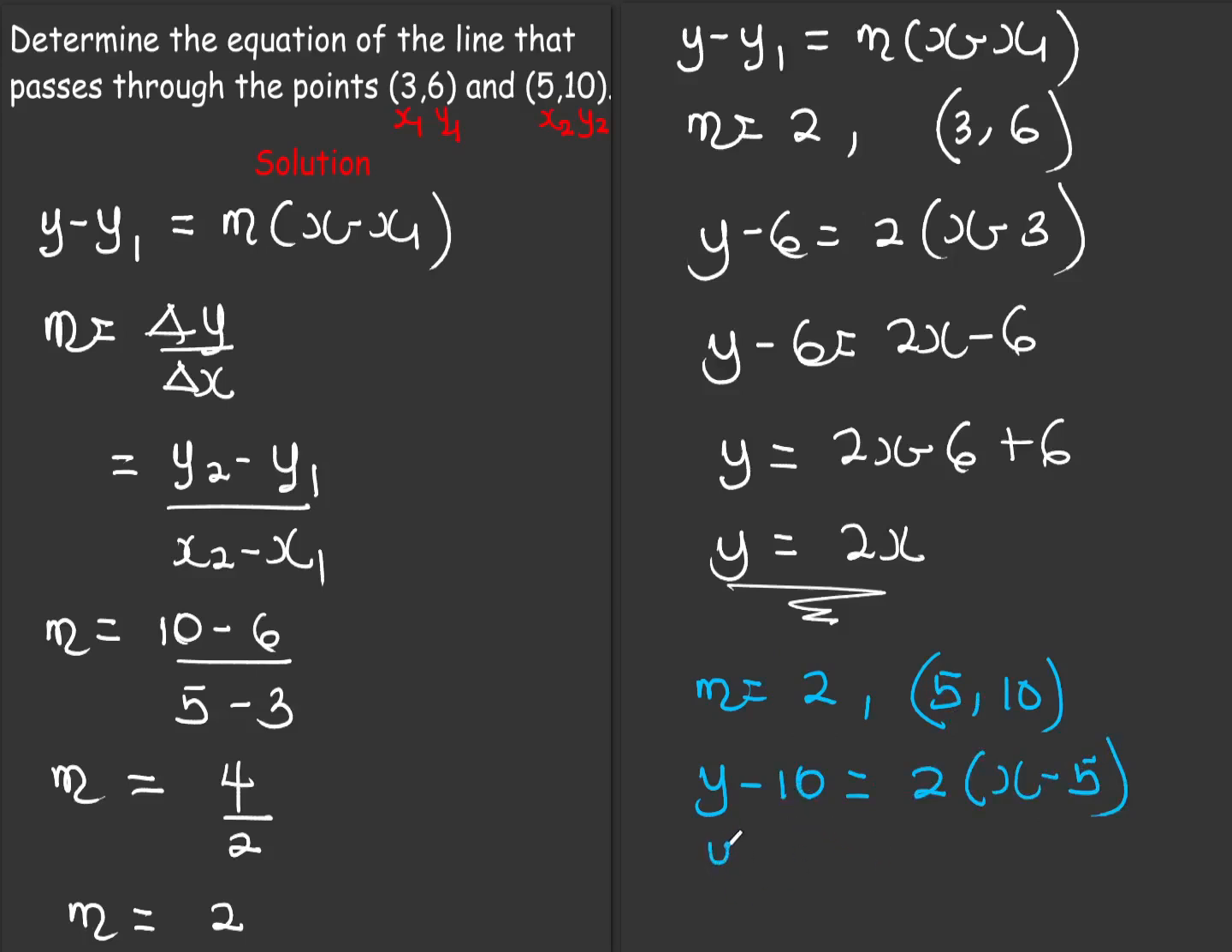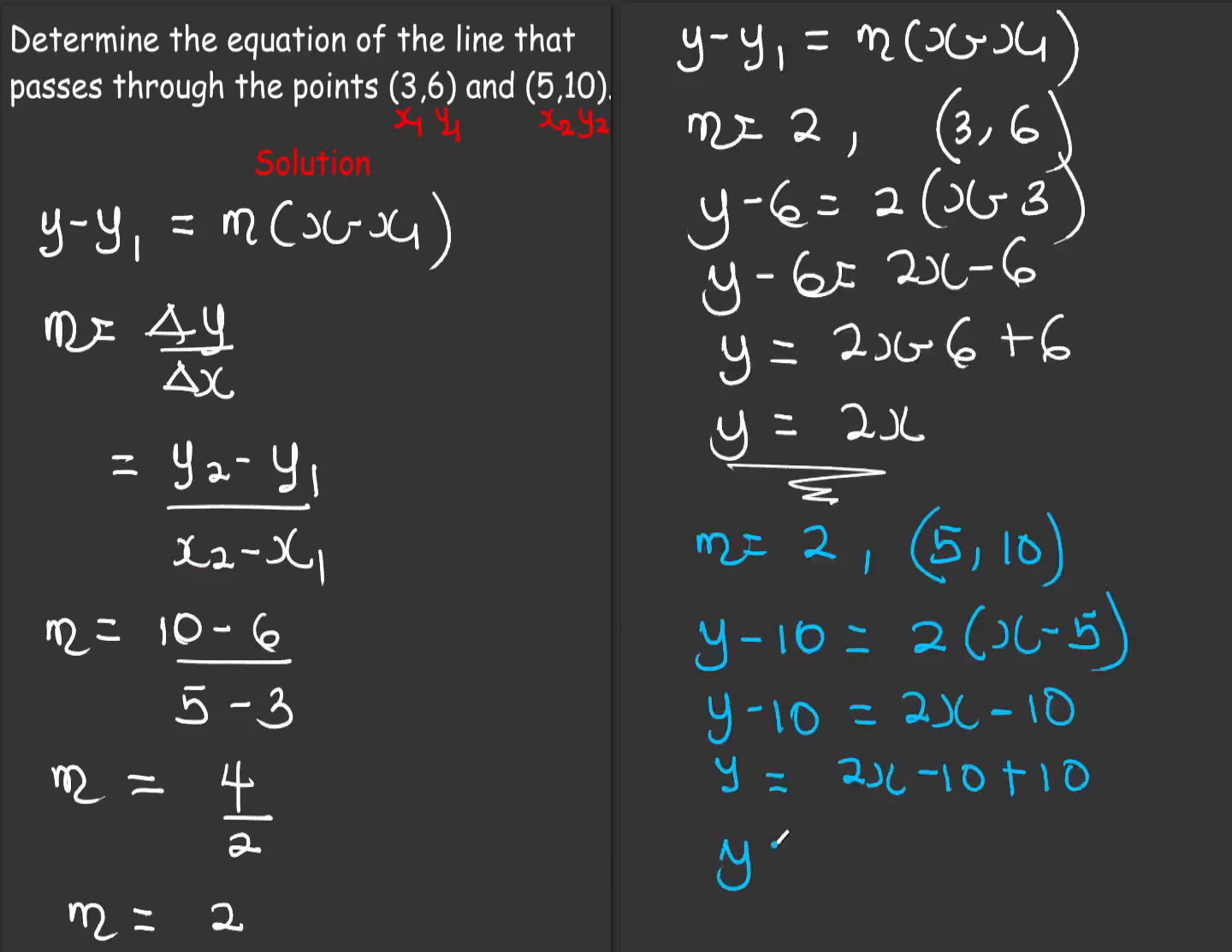Making y the subject, we have y minus 10 equals 2 times x, which gives us 2x, then 2 times negative 5, giving us negative 10. Simplifying further, we have y equals 2x minus 10 plus 10, which when we work, you still get y equals 2x. Why? Because we know negative 10 plus 10 will give us 0. You see?